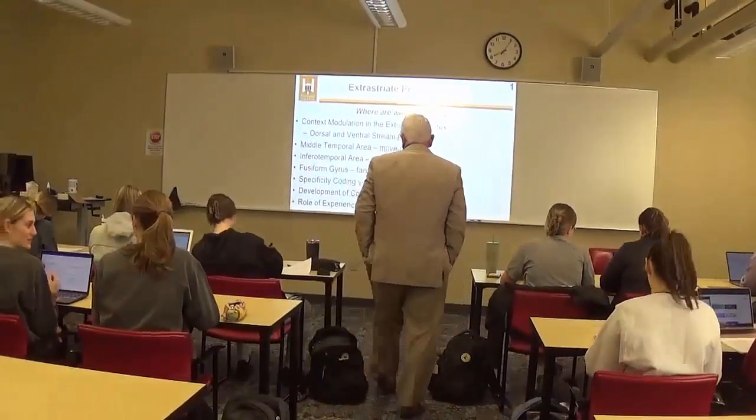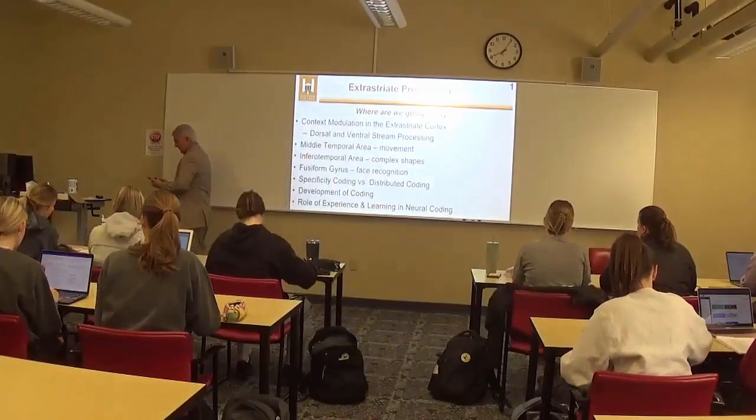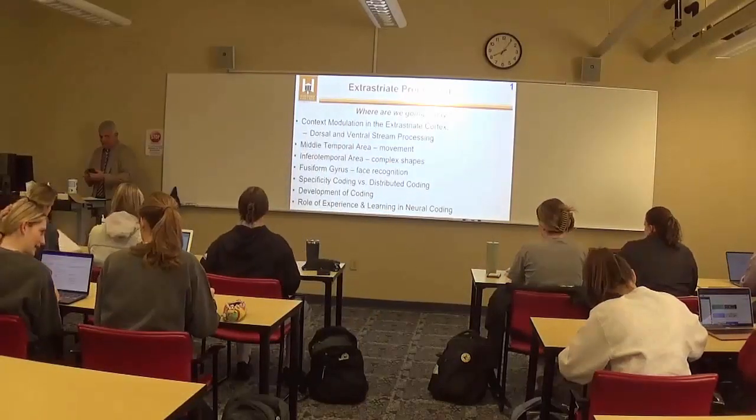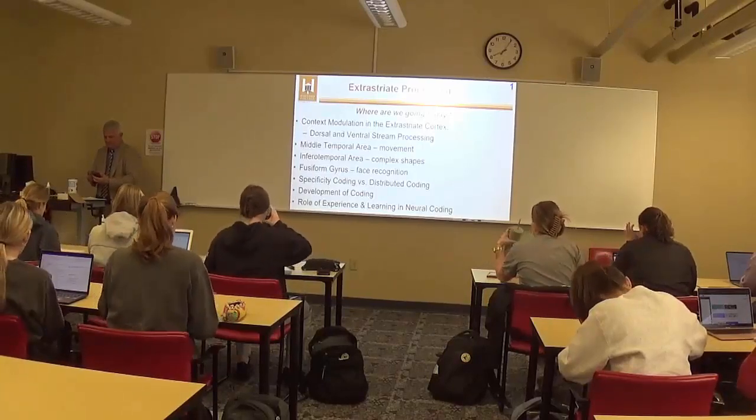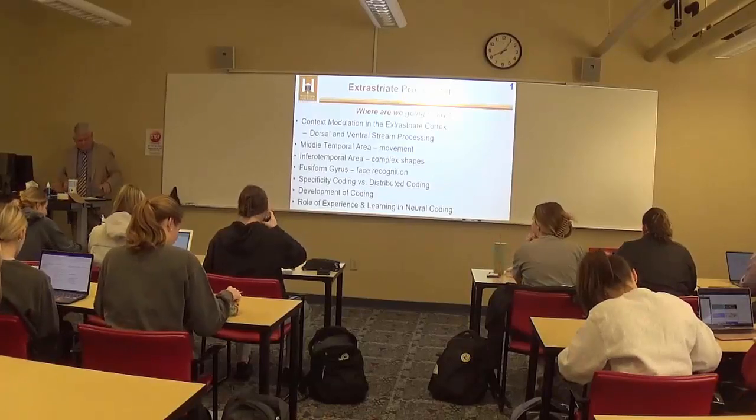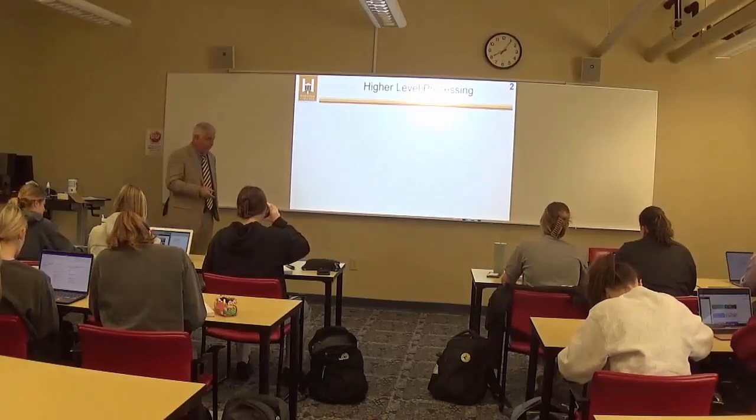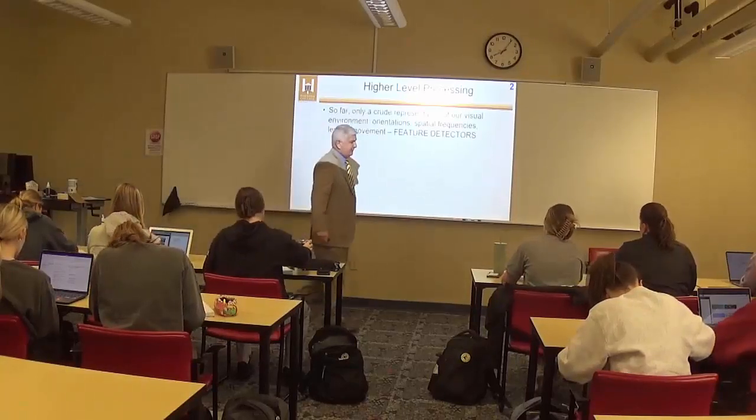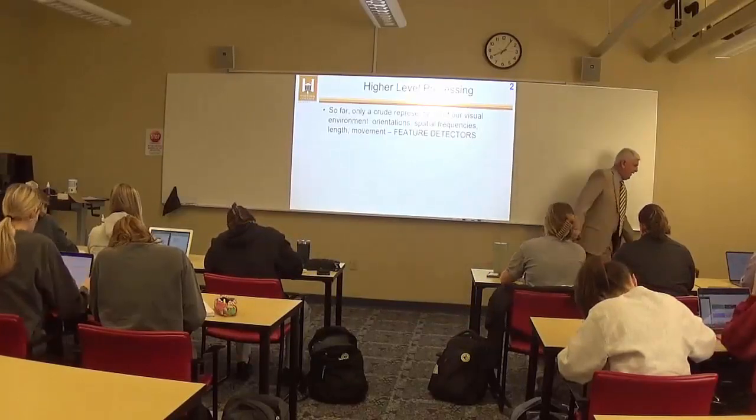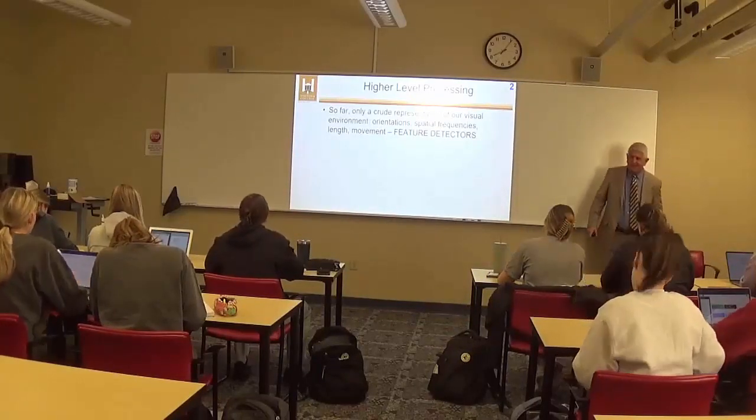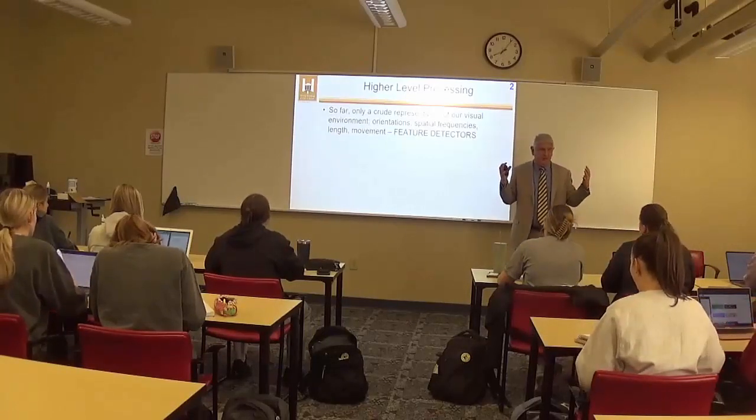All right, so today we're going to move out of V1 into extrastriate cortex, which is everything past V1. This is higher level processing. So far, all we've talked about are detecting lines and spatial frequency. It's not really our visual perception, right? It's a pretty crude representation.